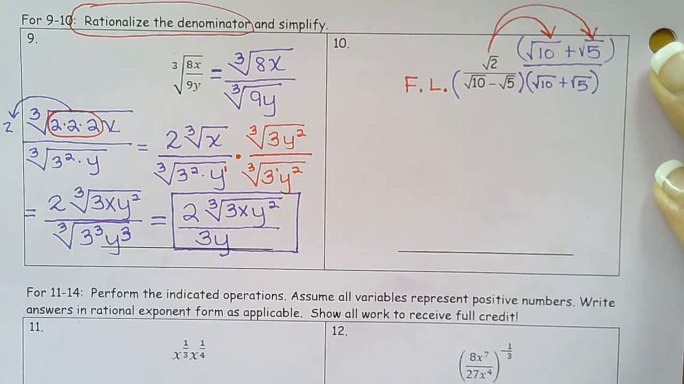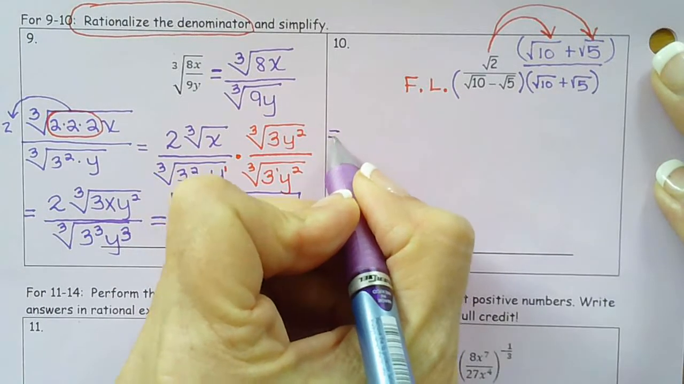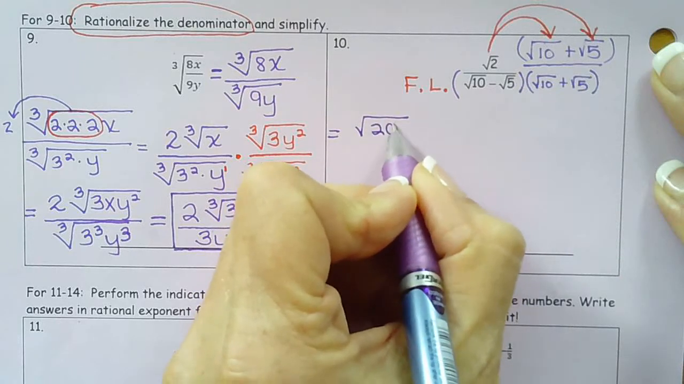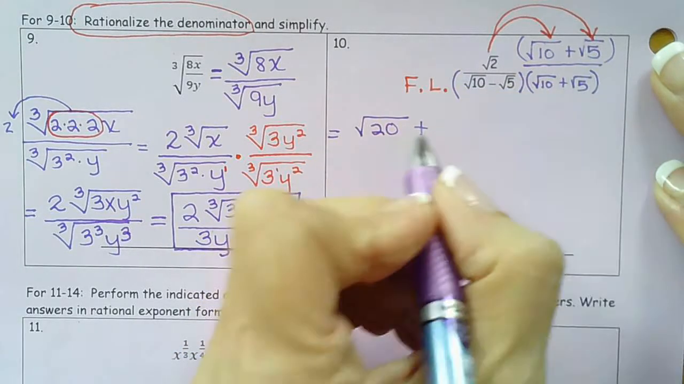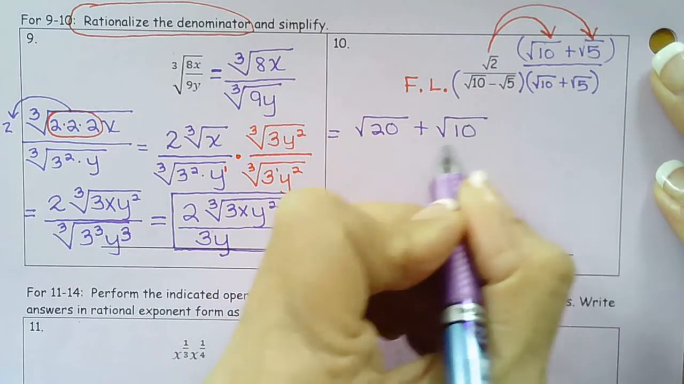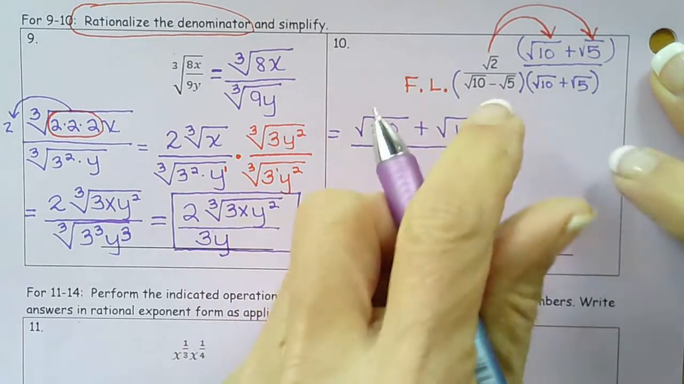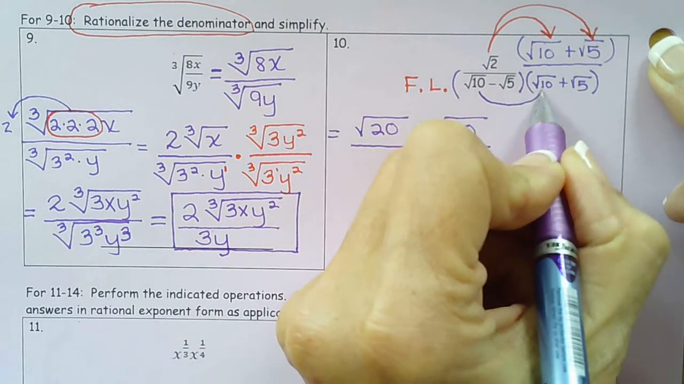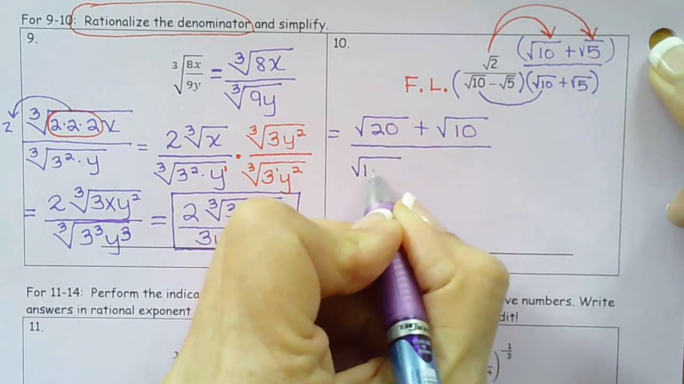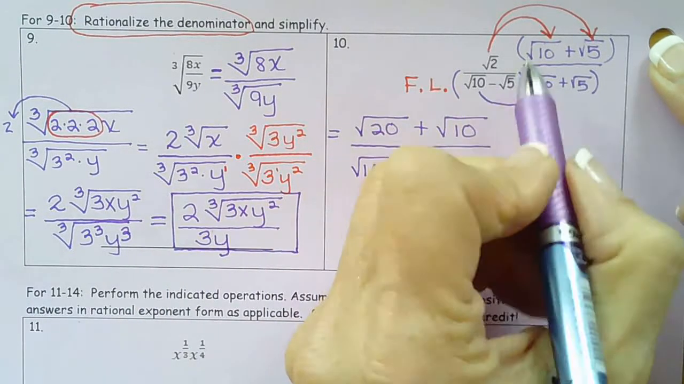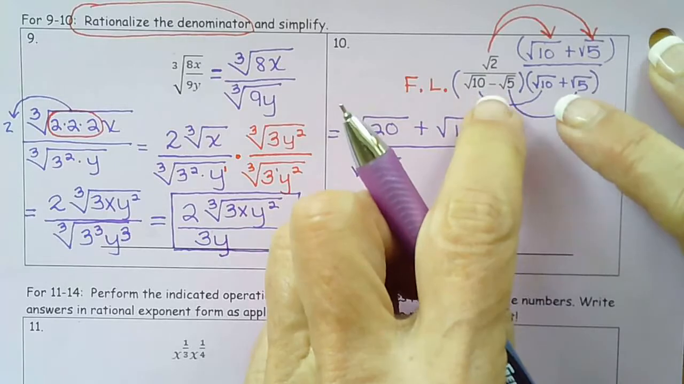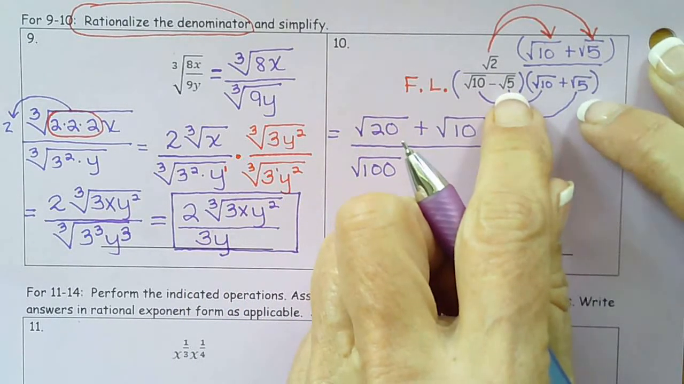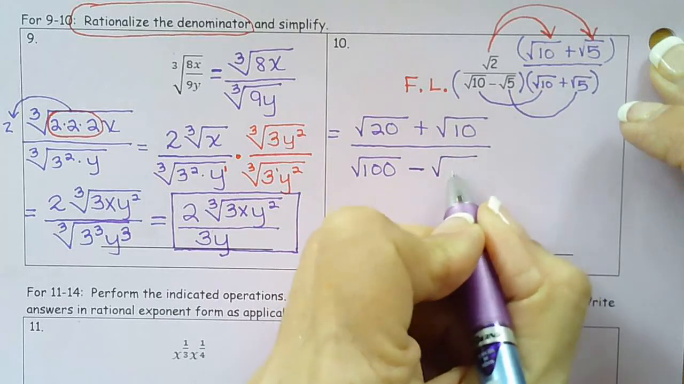Okay, so let's see what we have. So in our numerator, we're going to have square root of 20 plus square root of 10. In the denominator, foiling, or just F and L, from F, we get square root of 100. From L, and remember, do the sign first. A negative times a positive is negative. Square root 5 times square root 5 is square root 25.